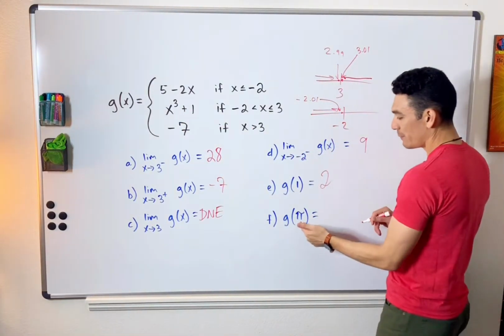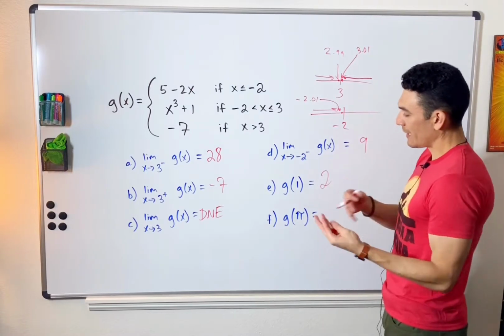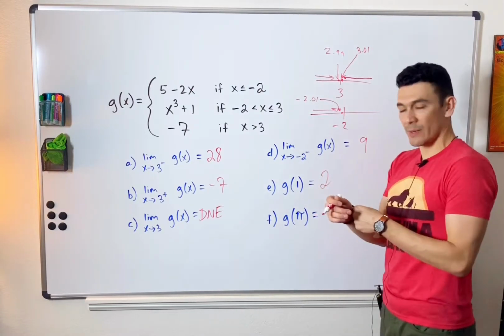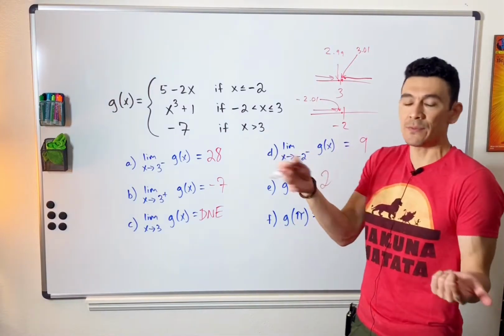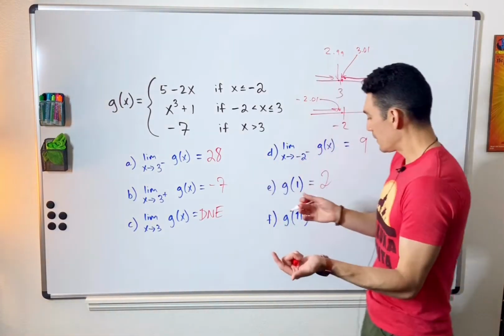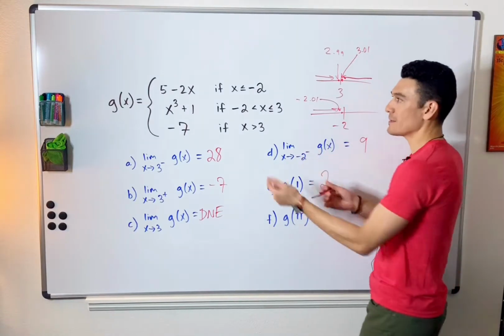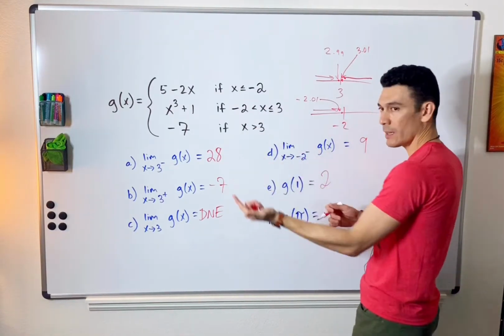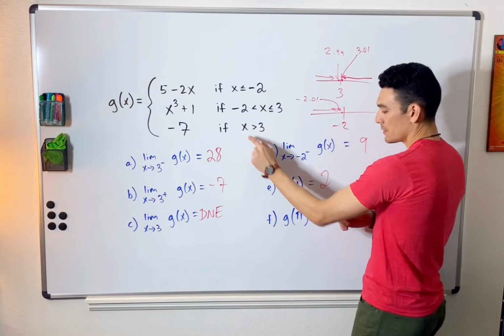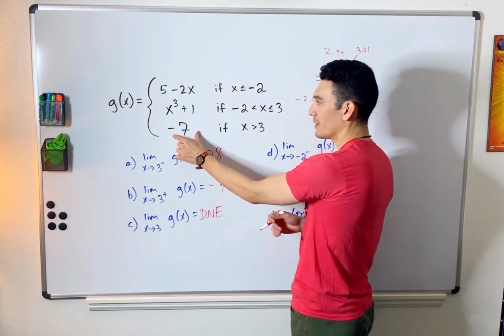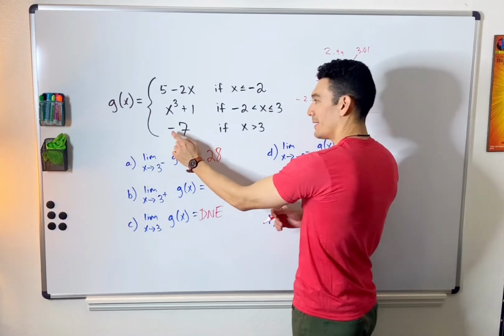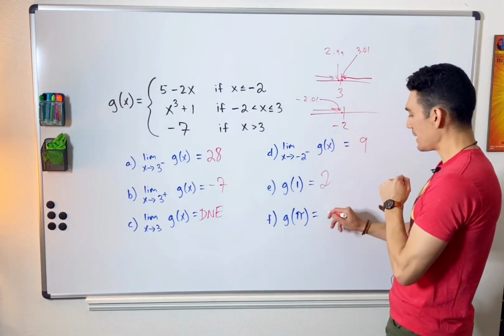Now how about g of pi? So you don't have to think trigonometry here. Pi has an approximate value of 3.1415 and so on. So 3.1415, does it satisfy the top, middle, or bottom inequality? It satisfies this. So we are to take pi and plug it into here for the input, but there is no input. It's a mere constant, -7, as your output.